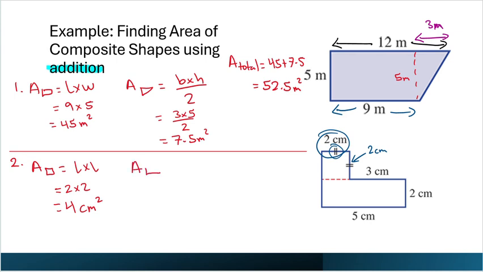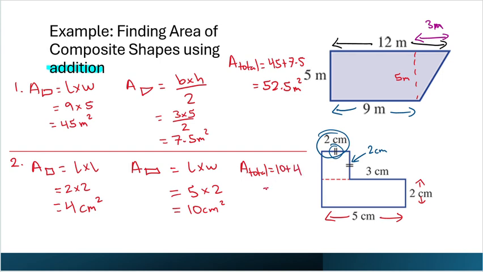Now we need to find the area of the rectangle underneath it. Just apply our formula, length times width. So we know the length of the rectangle would be 5 centimeters, because if you have a look here, the distance between that is there. And we're also given the width of the rectangle, which is 2. 5 times 2 is 10. Now we just need to find a total. A total, 10 plus 4, which equals 14 centimeters squared. That's it.